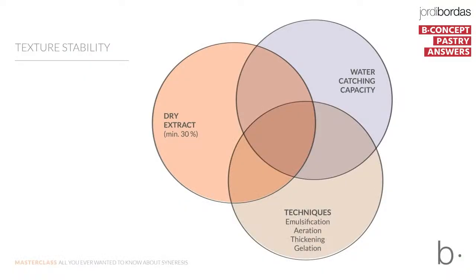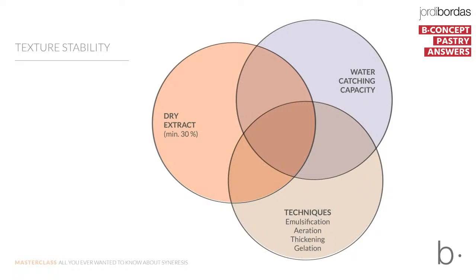That means you can already see on the picture, on the screen, what Jordi is talking about. I think we will be putting it up and then taking it off and then putting it again, so you can assimilate all the concepts. That means that whenever we formulate a recipe, we will try to have a minimum of around 30% of this dry extract.